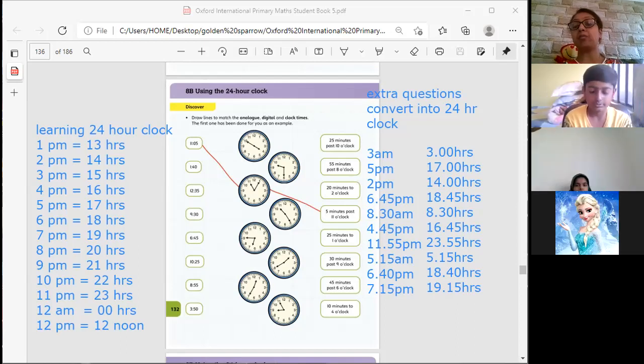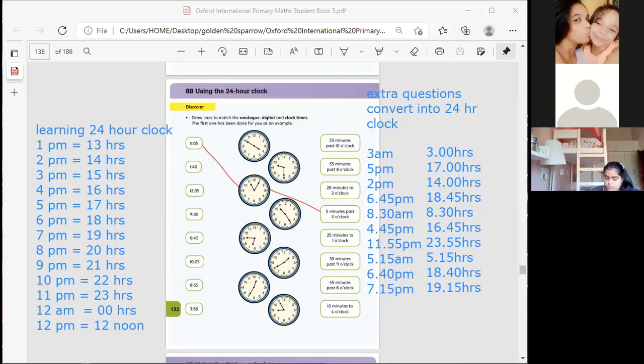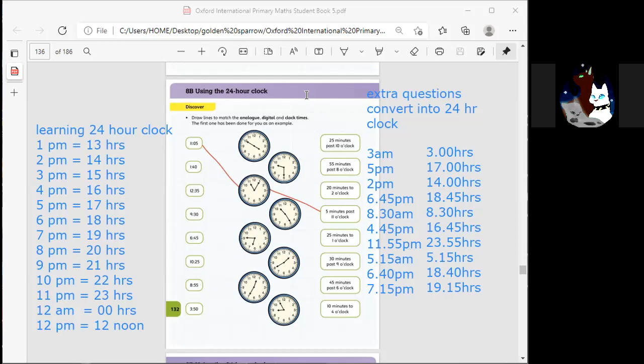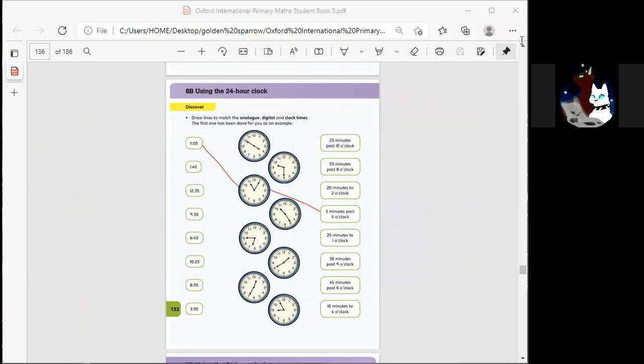Have you all written this down in your notebook, everybody? Yes. Okay. Now we are moving towards the word problems. Can I erase it now? Yes. Okay. Yes, ma'am. Now look at the word problems.